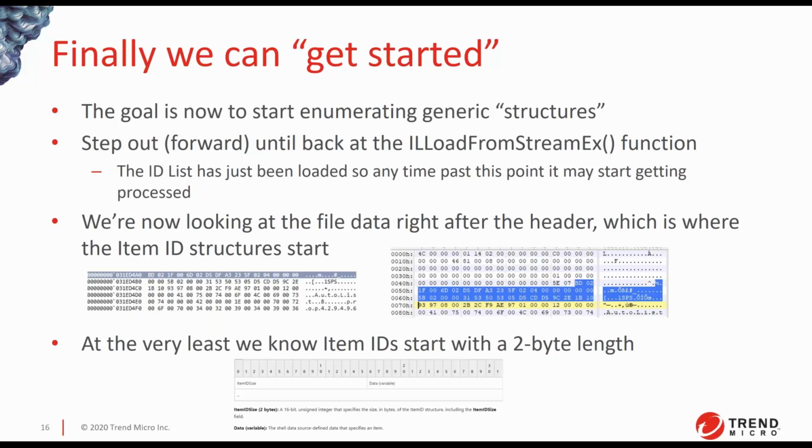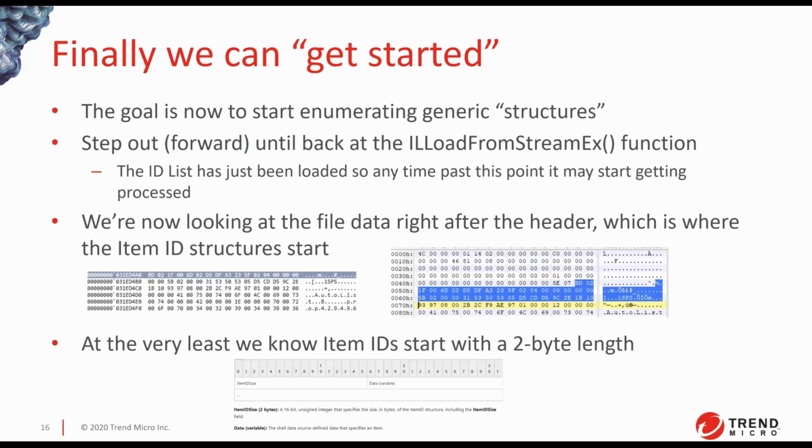So what we're going to do is, we've hit that function that we've identified. Here's the real source of the data. We're going to step out of that function forward until we're back at the exit of the function that was called from IL load from stream EX. The ID list has basically just been loaded at this point, so anytime past that point, it may start getting processed, which is where we need to pay attention in order to figure out what's in that file exactly.